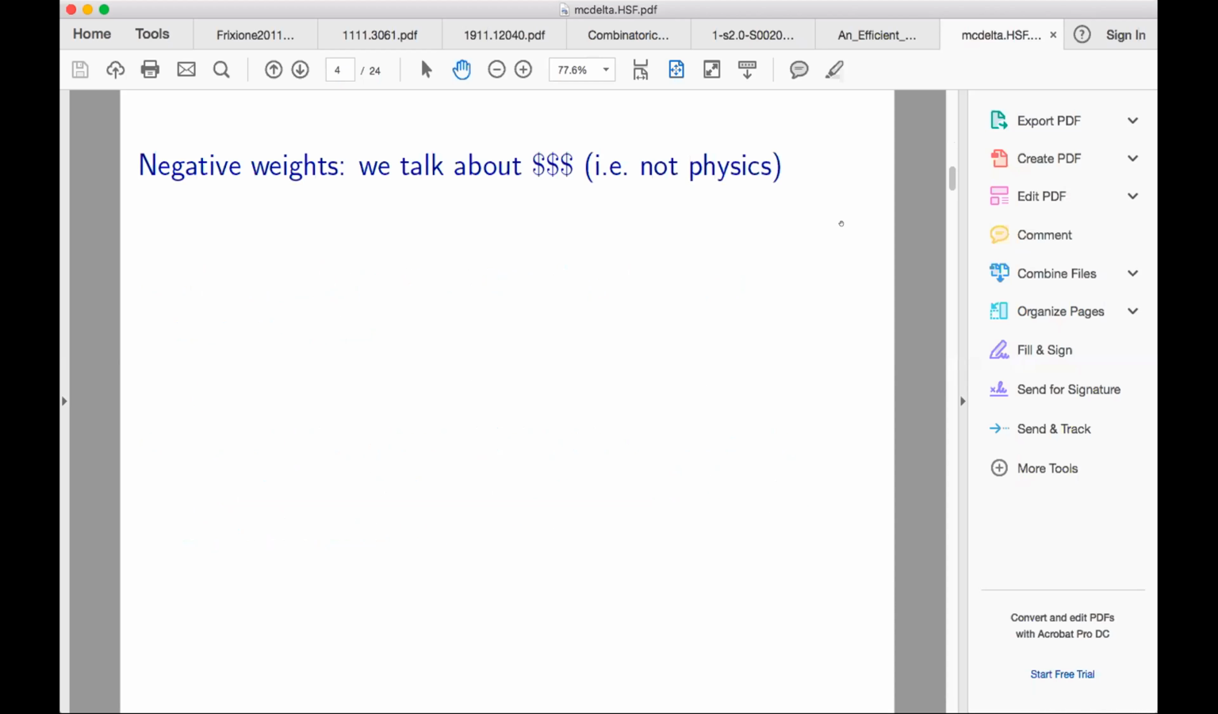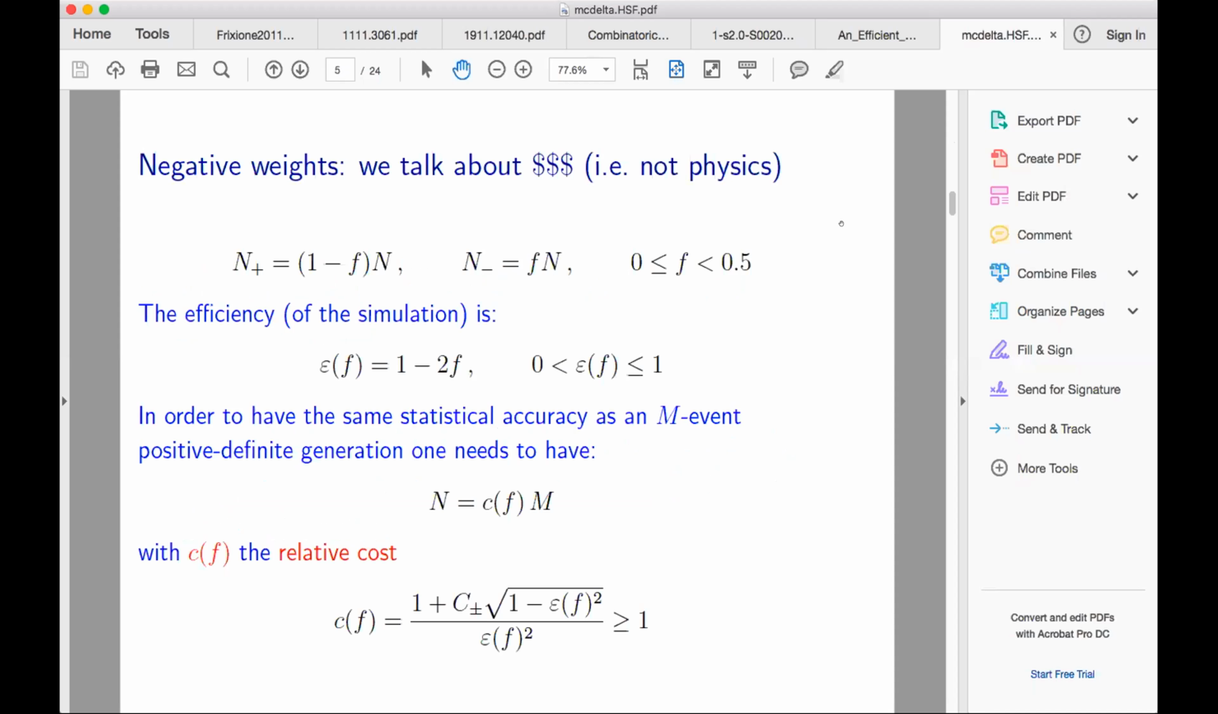So let me start by saying that we are only talking about money. It's not physics. Negative weights have nothing to do with physics or with conceptual issues. It's just a practical issue that increases the cost. These are equations taken from the paper. If you denote by n+ and n- the positive and negative weights in an n-event generation, you can define the efficiency, which is 1 minus 2 times the fraction of negative weights, and this is a number between 0 and 1.